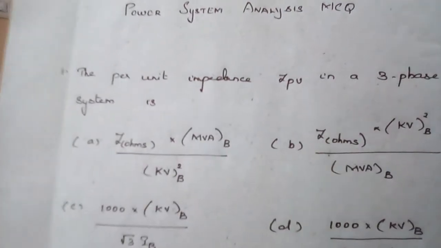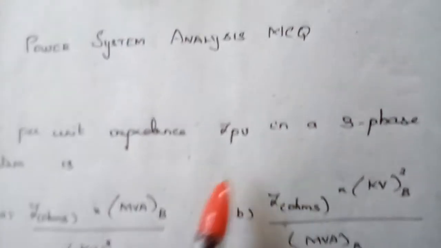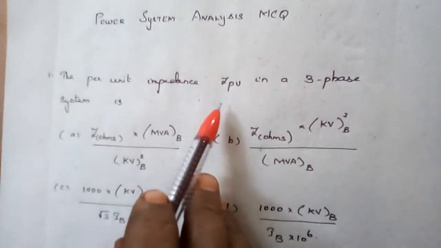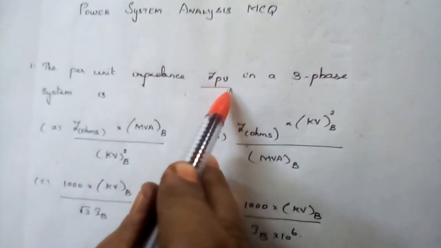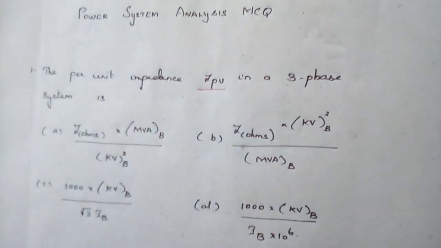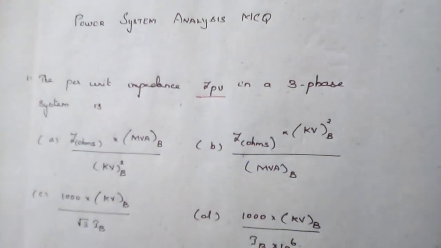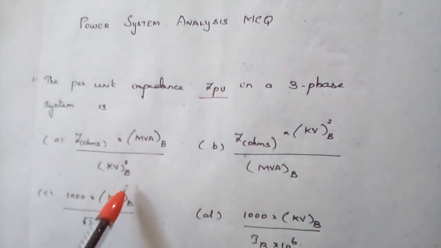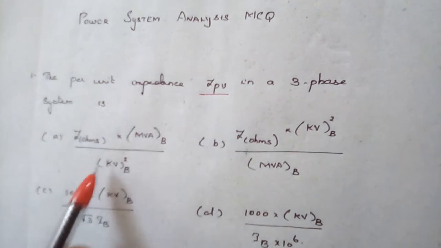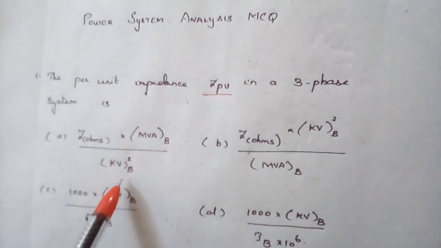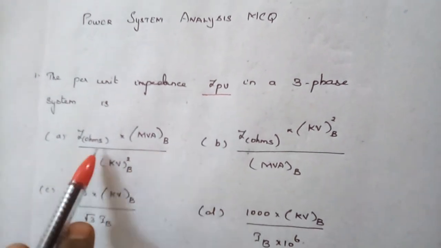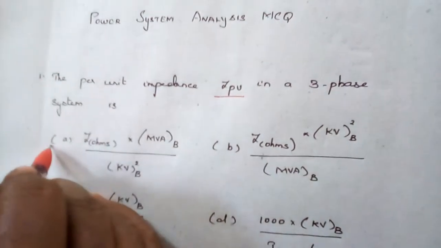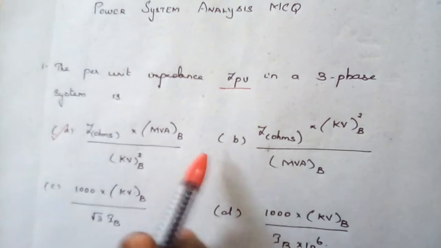Right? The first question is the per unit impedance Z per unit in a three-phase system. The per unit impedance is given by the formula Z in ohms into MVA by kV square. That means MVA base divided by kV square, multiplied by the old value of the impedance. Option E is correct, and let us check the other options.